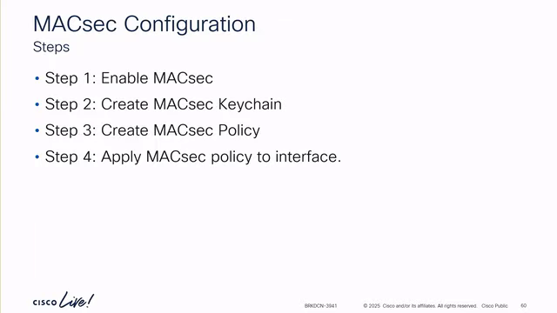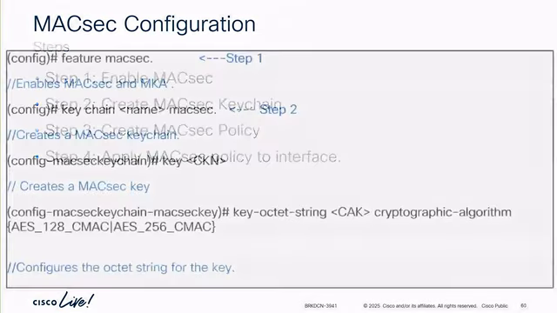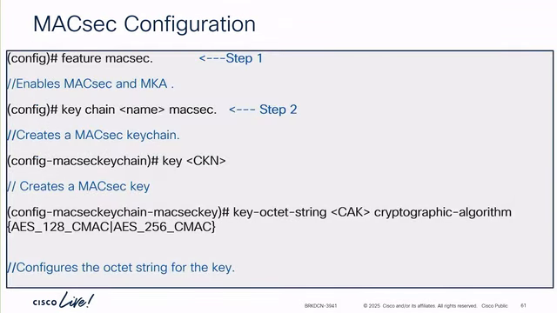Now, how do you configure it? Luckily, the configuration part is very easy, right? If we enable MACsec, then we create the keychain. So number one, enable the feature. Then you create the keychain, right?